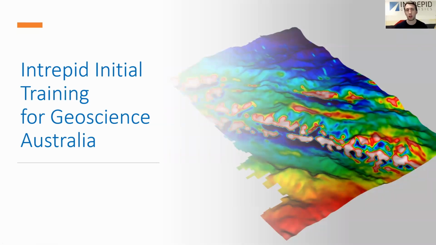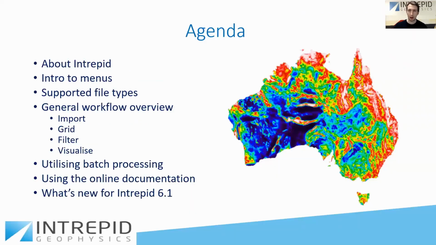Through the initial training for the Intrepid software. I'm going to first just very briefly talk a little bit about Intrepid and then go through an introduction to some of the menus, supported file types that you'll find in Intrepid, and we'll go through just a very, very basic import some data, grid it up, filter it, and then visualize it.